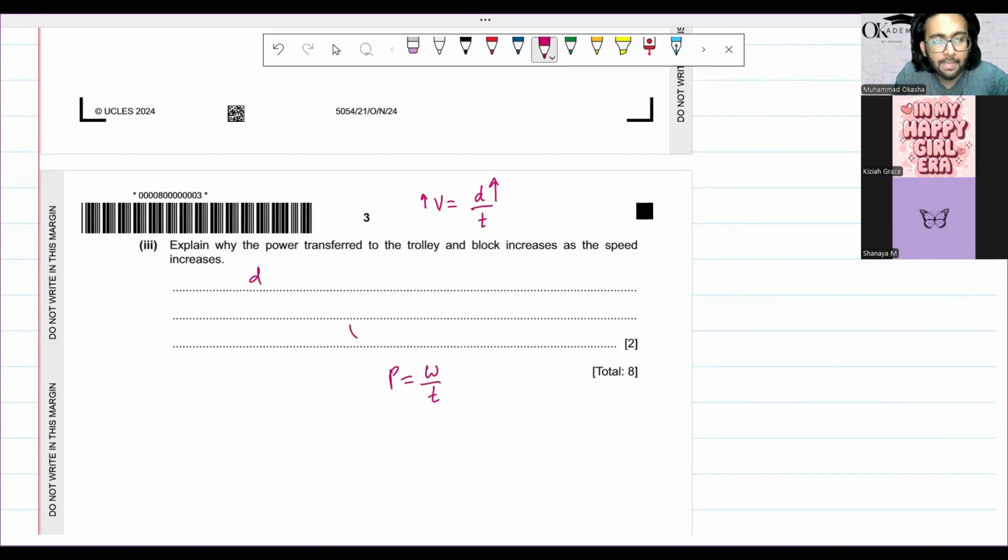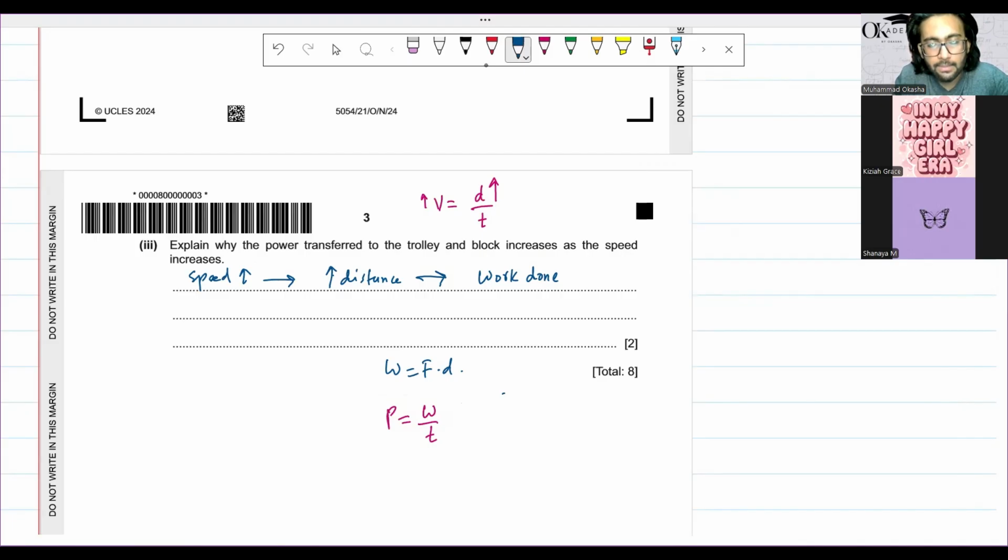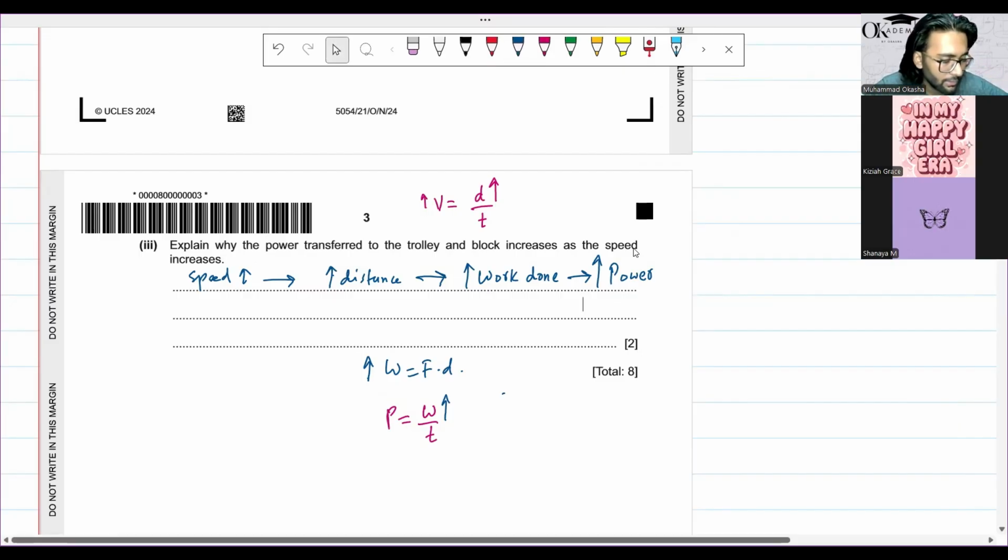I'm not going to put in the entire answer. I'll just put in the chain of argument. So as the speed increases, it leads to an increase in distance, which leads to, because we know that work done is equal to force multiplied by distance, work done increases, and if the work done increases, the power also increases. I agree. Power transfer also increases. I think you can convert this into a sentence, into an argument. That shouldn't be a problem.